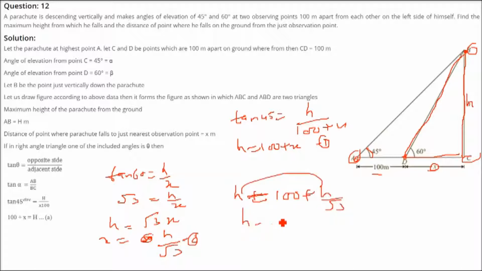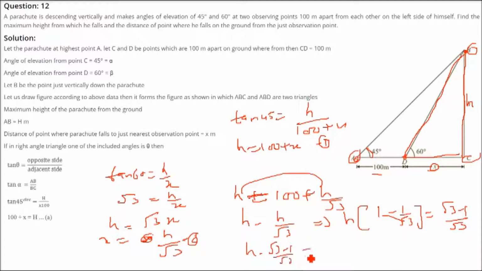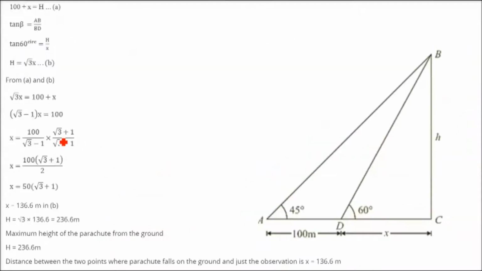Bring it here. h minus h by root 3. I'm taking the left hand side. Take h outside. It will be 1 minus 1 by root 3. So what do we get? Root 3 minus 1 by root 3. So h into root 3 minus 1 by root 3 equal to 100. Now take this up and take this down. So this will be root 3 by root 3 minus 1. Right? We get 100 by root 3 minus 1.